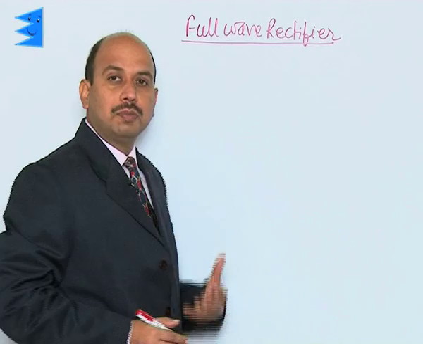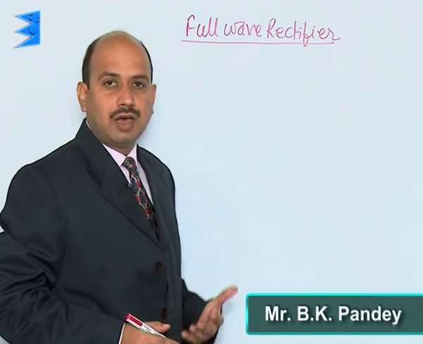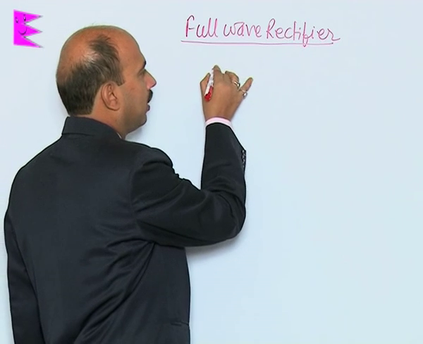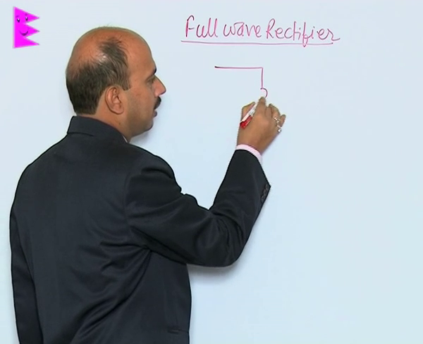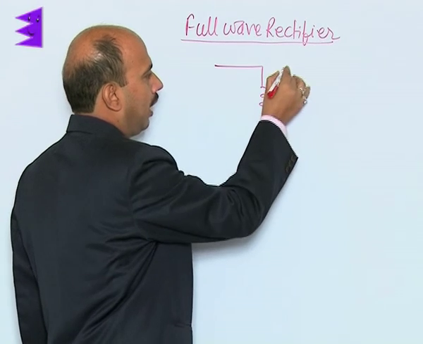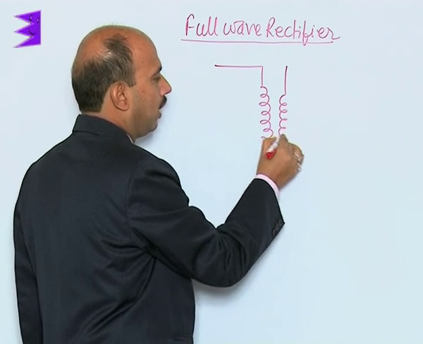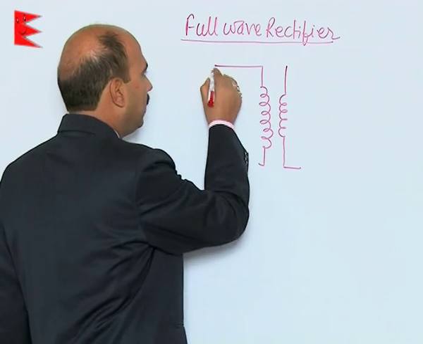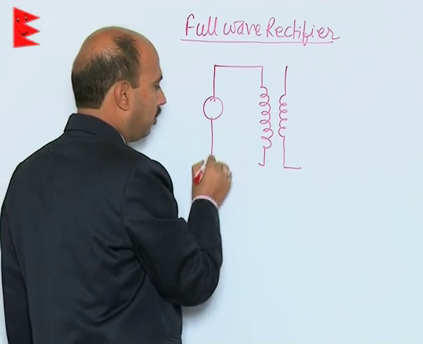Now see here the working of the full wave rectifier. We have seen the half wave rectifier. Now see here the circuit diagram for the full wave. Here I have taken the primary coil of the transformer, and here is the secondary coil of the transformer. It has fewer turns, so that is actually a step down transformer.